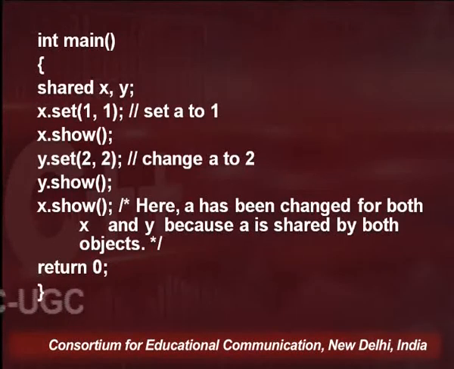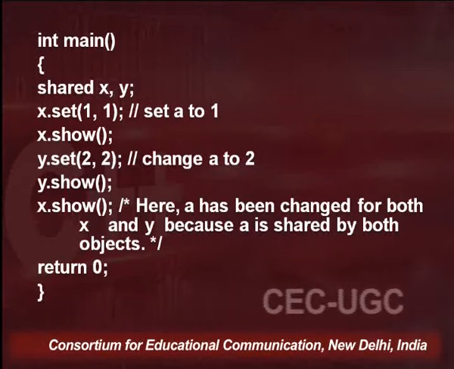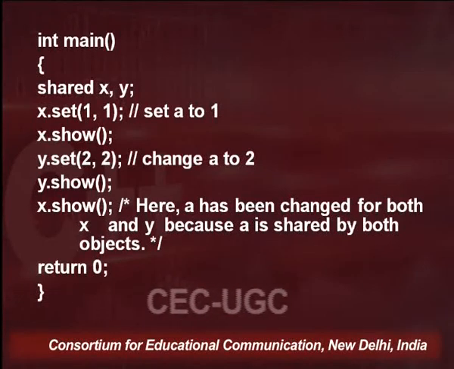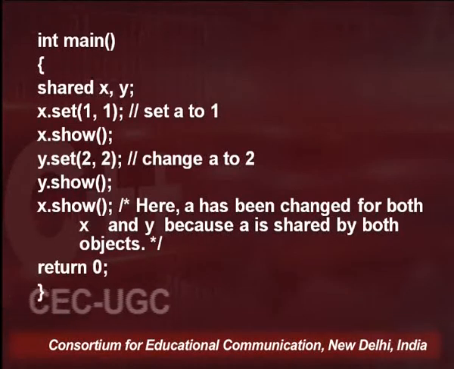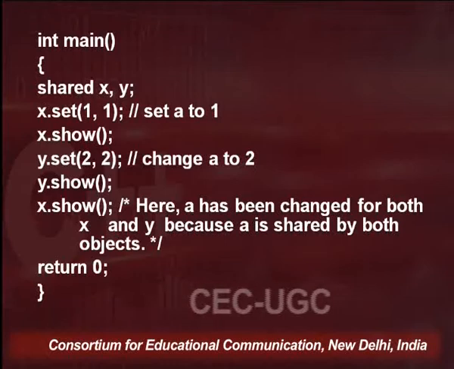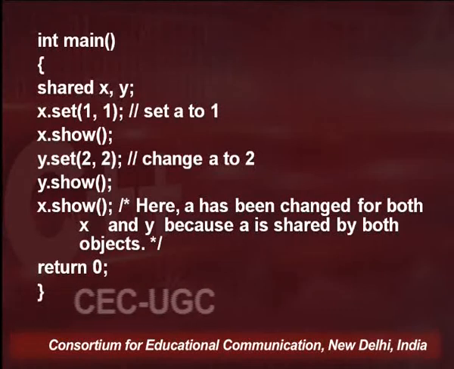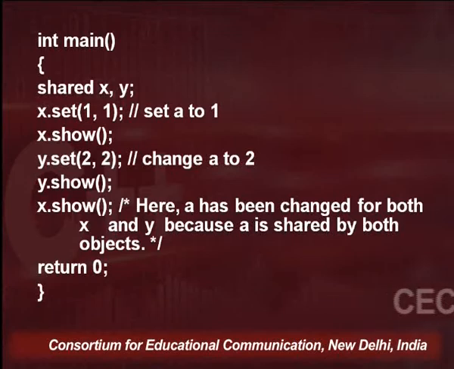So what this x dot show is going to do is print the value of a and b which are assigned for the object x. So this is the agenda. Here, if you can see the output, the static variable a is 1 and the non-static variable b is 1. So with x dot show it is going to be 1 1, then with y dot show it is going to be 2 and 2.